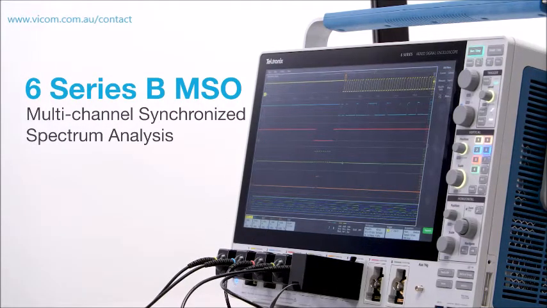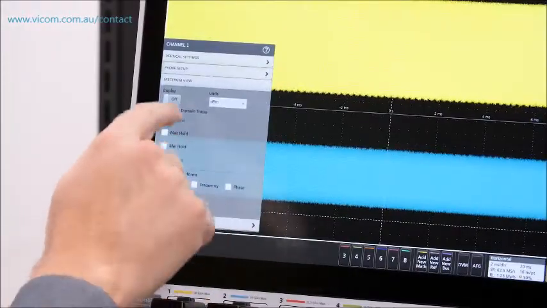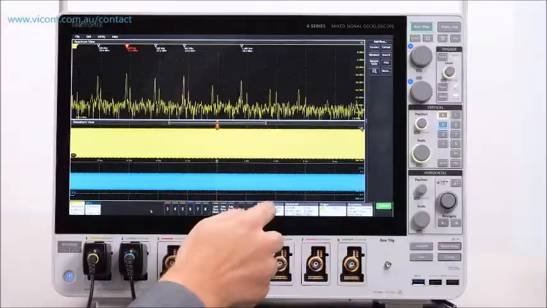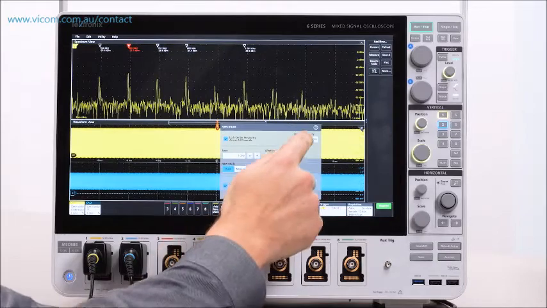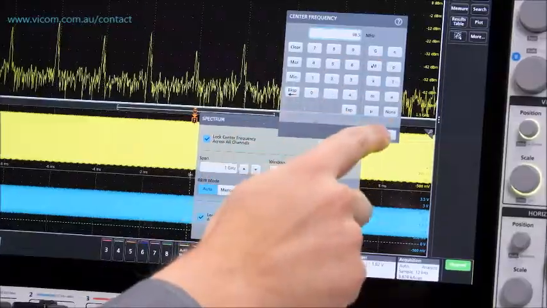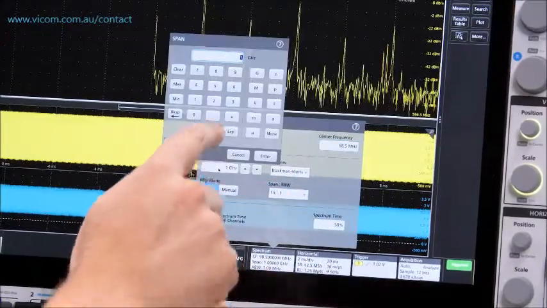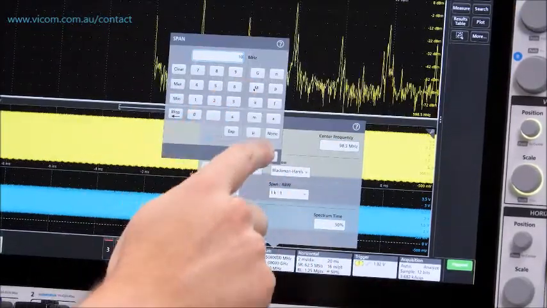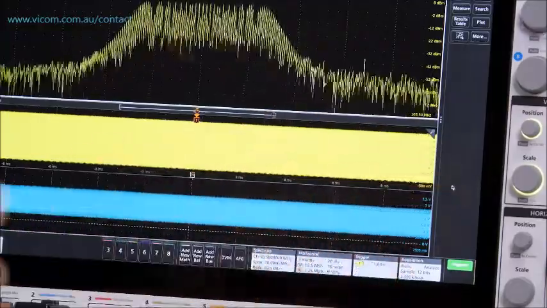Spectrum analysis on the 6 Series B is much more capable than a typical scope FFT. It offers many of the benefits of a spectrum analyzer, but with some key advantages over those too. This board has a spread spectrum clock with a center frequency of 98.5 MHz. So I'm going to punch that in, along with a span of 10 MHz using the spectrum analyzer controls.